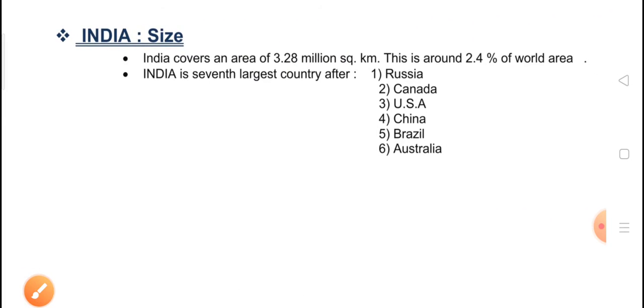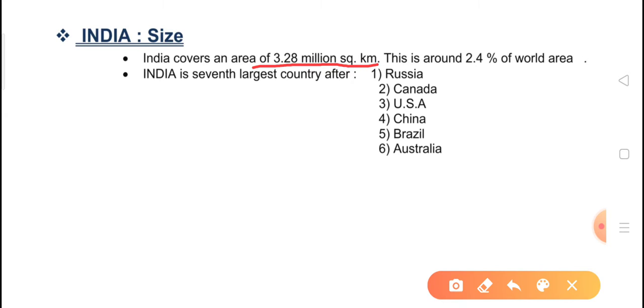So next is India's size. The landmass of India has an area of 3.28 million square kilometers and this almost occupies 2.4% of the world's area. And with that, India is the seventh largest country after Russia, Canada, USA, China, Brazil, and Australia.